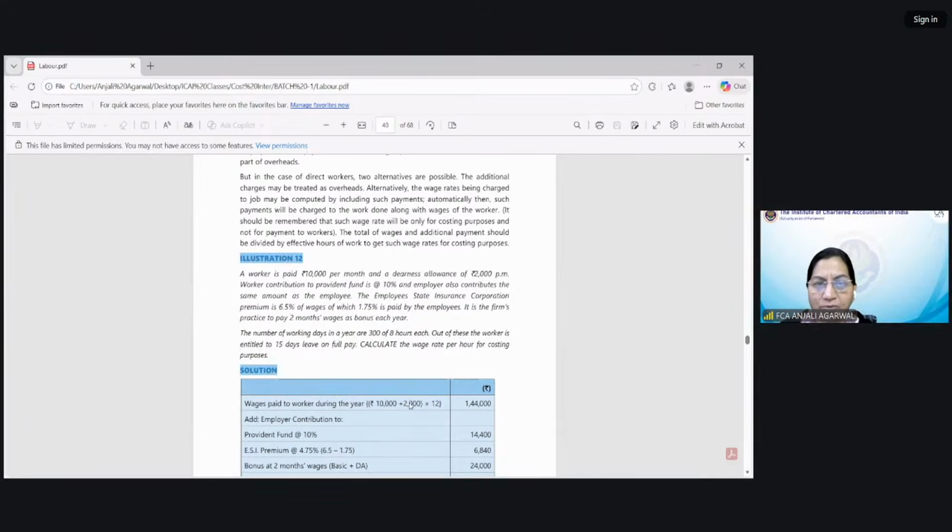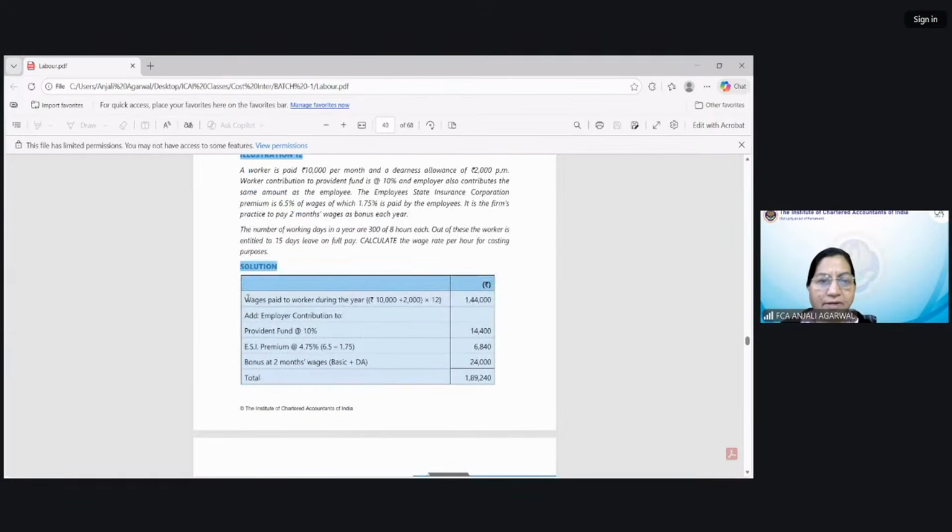10,000 into 12, 1,20,000. DA allowance 2,000 into 12, 24,000. So here in this solution, you can see they have added up both, 144,000. Then you take the PF contribution 10% of 144, ESI premium 4.75% of 144, and 2 months bonus. So this is for 12,000 every month, and in 2 months, 24,000. So the employer has to bear a cost of 189,240.